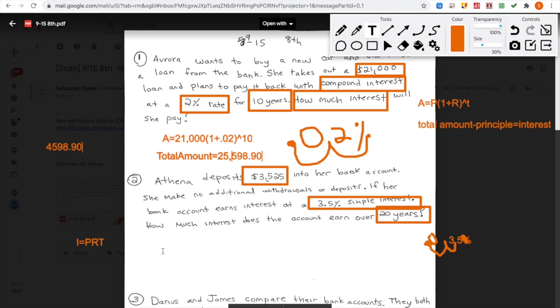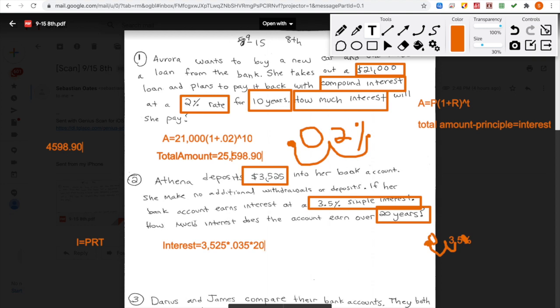So I'm going to rewrite this now as the interest is going to be equal to 3,525 times 0.035 times our 20 years. And once again, this is going to give us the interest.